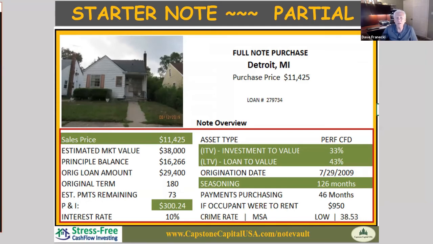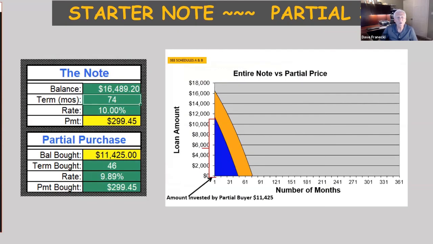But in this particular case, I sold this to an investor that I met out in San Diego at the Noteworthy Convention. There were 73 payments remaining. The investment to value, 33%. Loan to value, 43%. Origination date, 2009. 126 months of seasoning, and if they were to rent somewhere, they'd be paying $950 a month with the interest rate of 10%. So if you take it further, what does it look like on paper?